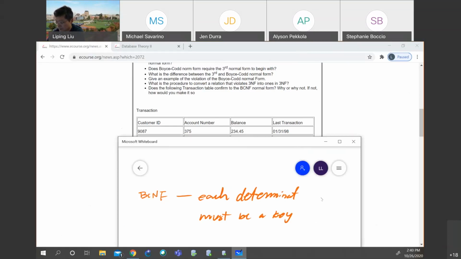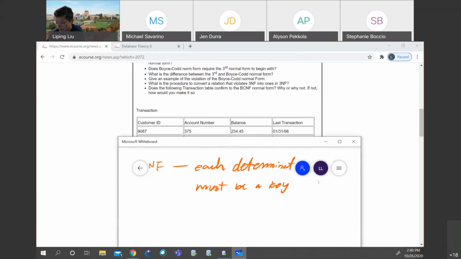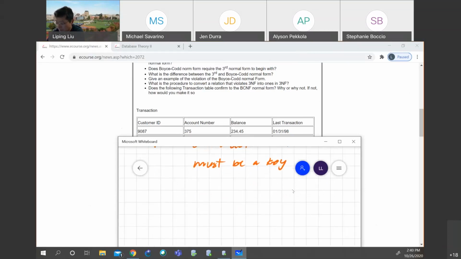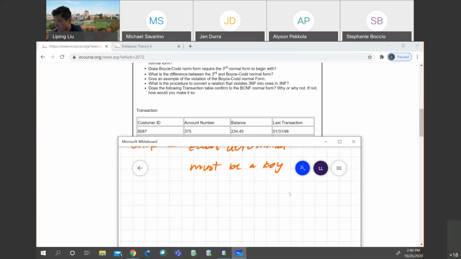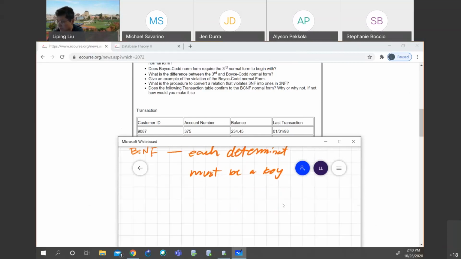Unlike second or third normal forms, where you have to start with first normal form and then second normal form or third normal form, for Boyce-Codd normal form you essentially don't need that. So let's try to think of any functional dependency here. I think there's one easy to be identified, that is account number determines balance, right? However, is account number the key for this table?